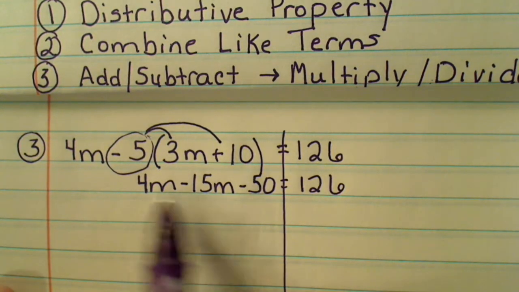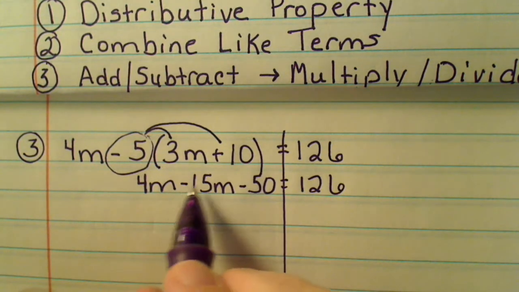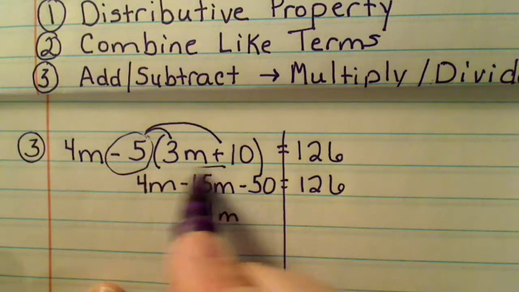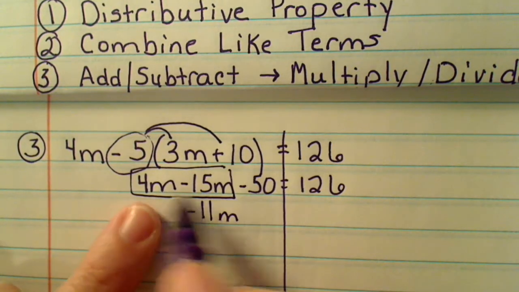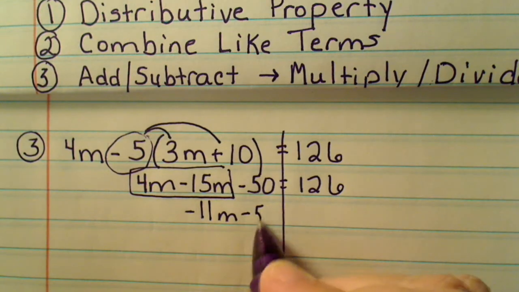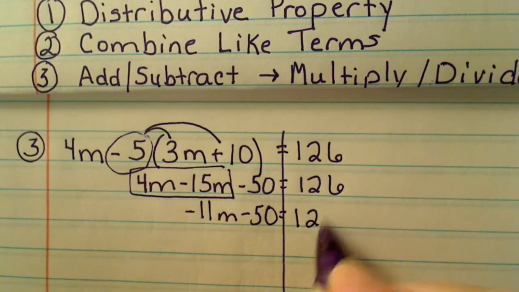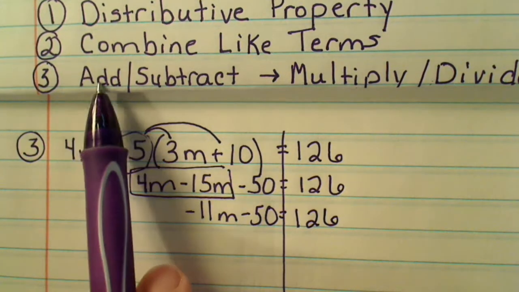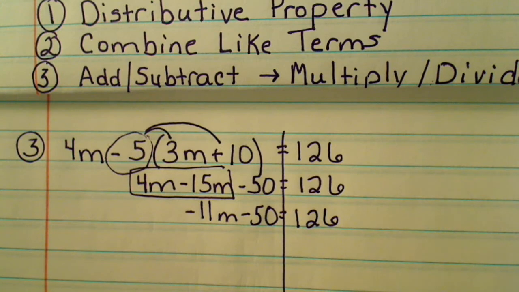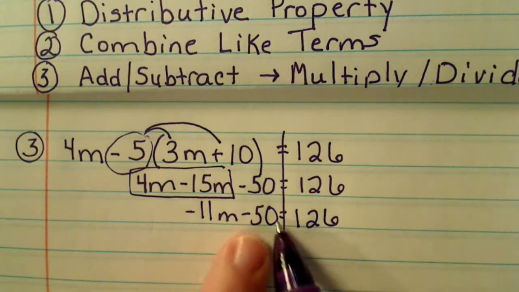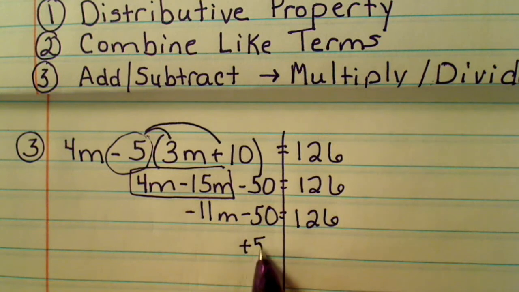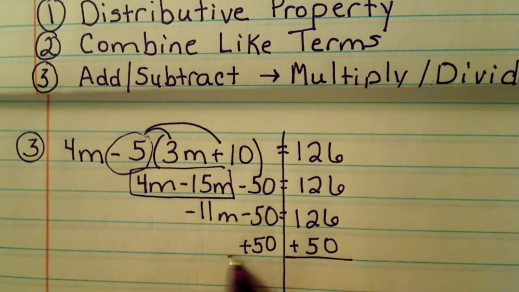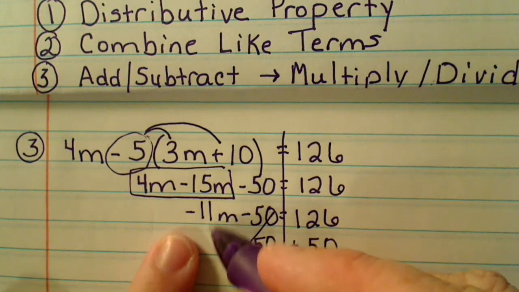Okay, we're going to combine these like terms. So 4m minus 15m is a negative 11m. I can combine these because they both contain the same variable. And then I just bring that down. Okay, now it's a 2-step equation. So we're going to do the inverse of adding or subtraction on the same side as this variable. So I'm going to add 50 to both sides. Those cancel, so I bring this down.